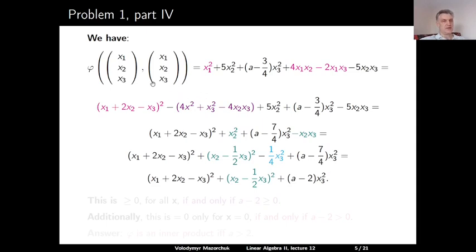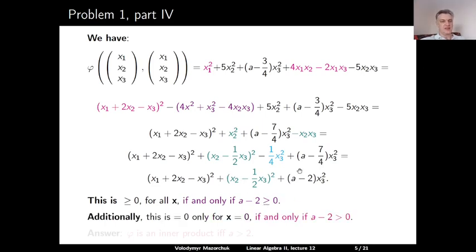So now we have written the value of phi at x comma x as this expression, which is the sum of three squares with some coefficients. So here, this is a square with coefficient 1. This is always non-negative. This is a square of a real number with coefficient 1. This is always non-negative. This is a square of a real number with coefficient a minus 2. So for this expression to be always non-negative, we need a minus 2 to be a non-negative real number.